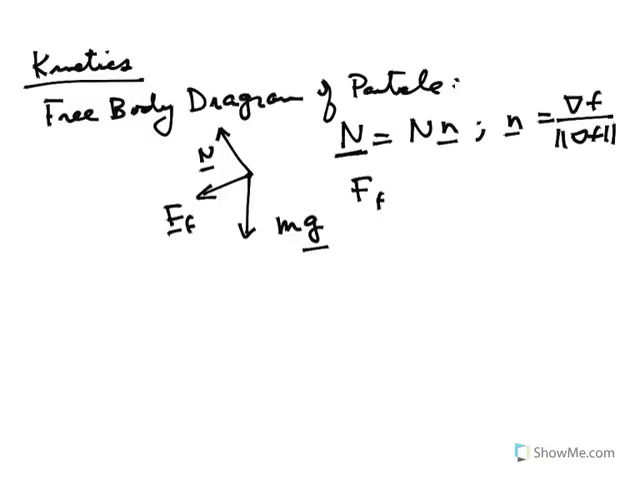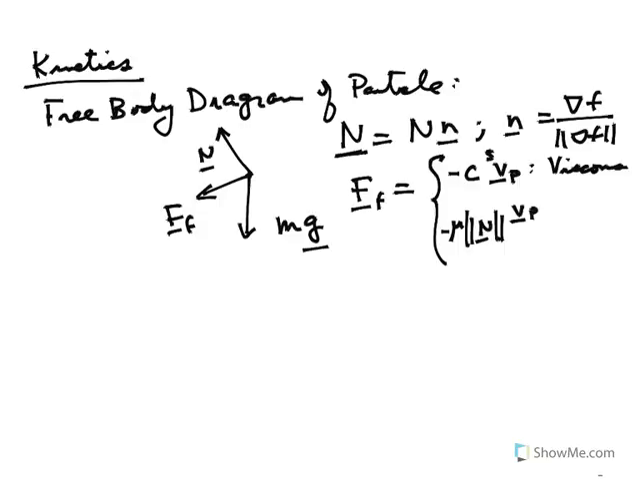So the friction force is going to equal, in the case of viscous friction, minus c times the velocity as viewed by an observer fixed to the surface. That's for viscous friction. And then for Coulomb friction, it's going to be minus mu times the magnitude of the normal times the velocity of P as viewed by an observer fixed to the surface divided by its magnitude.